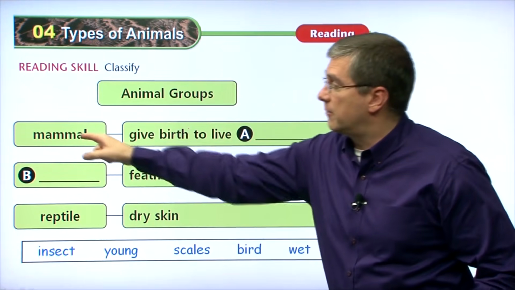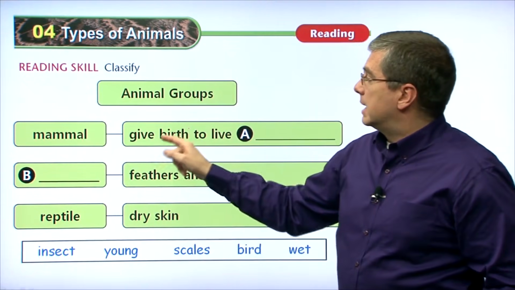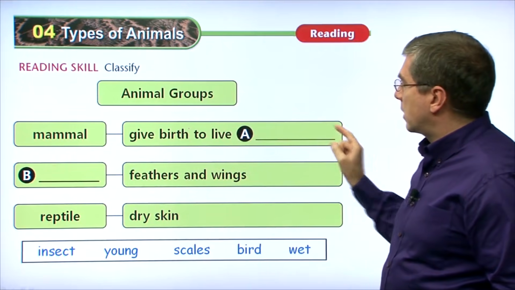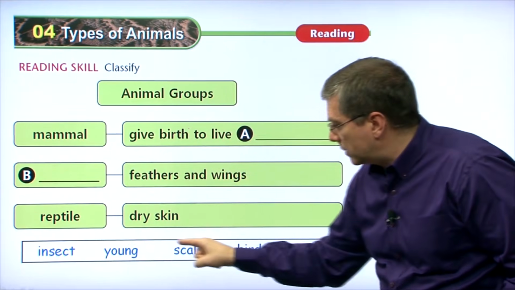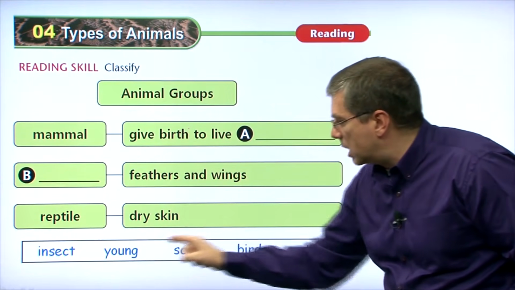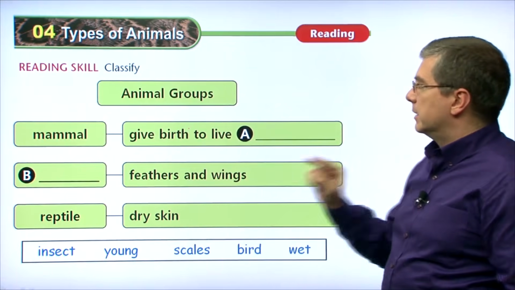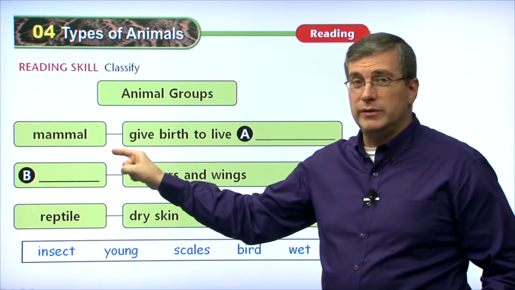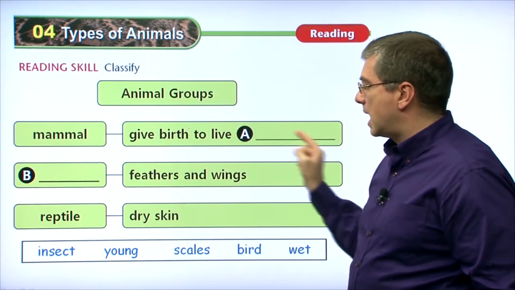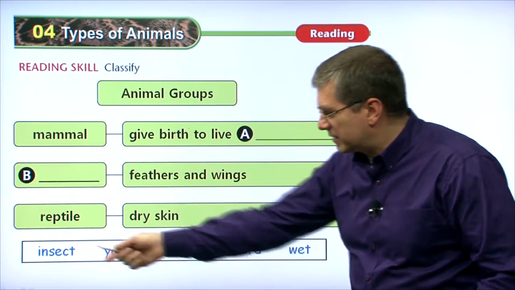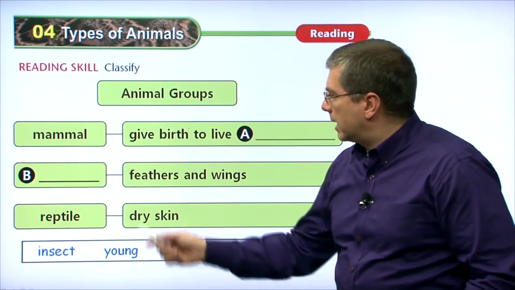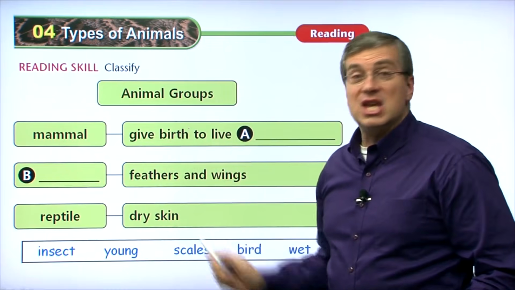Okay? So first, we have mammal. Mammal, give birth to live beep. Okay, so we need A, and these are words that we need to choose from. Insect, young, scales, bird, wet. So what is the characteristic about mammals? Mammals give birth to live what? Insects? That would be crazy. Okay, mammals give birth to live young.